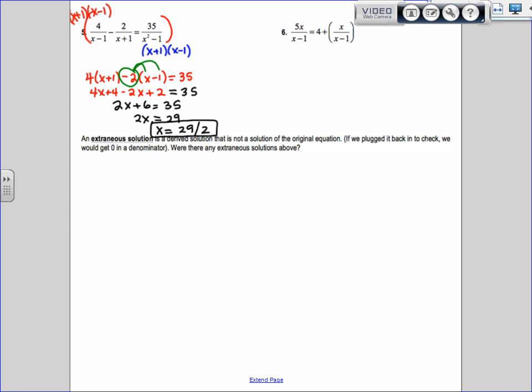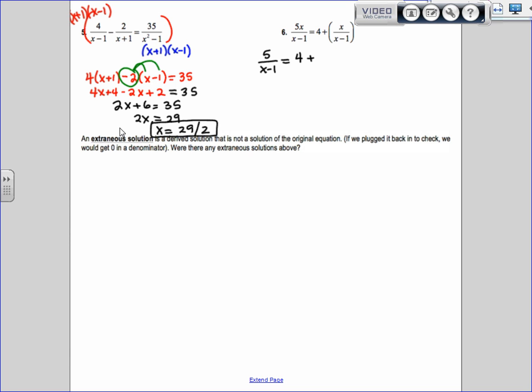All right, so this next one, there's a squared there, right? So it's 5 over x minus 1 equals 4 plus x over x minus 1 squared. There's a little square there. I think it's covered up by my little video thing. I don't want to click it though, because then the video thing will come on.